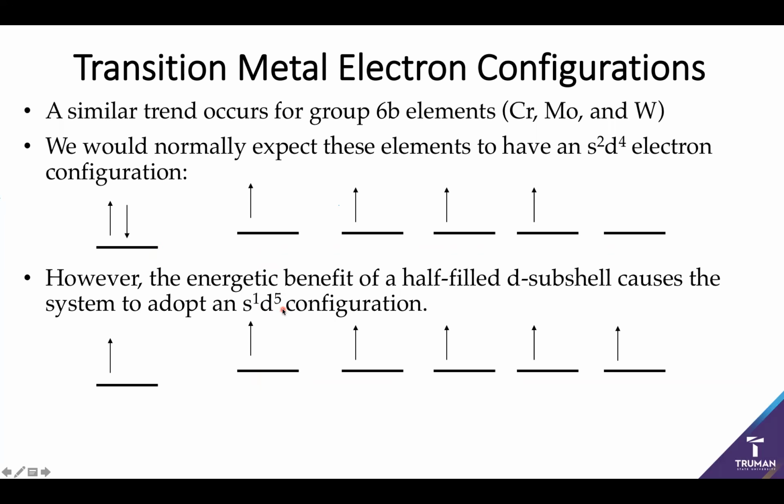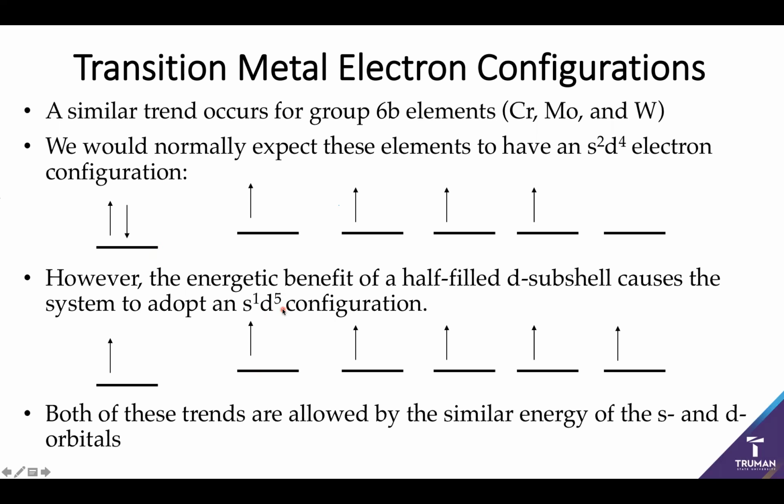So again, we can expand on our previous rule: because the s and d orbital energies are so close, if you can form a full or half full D shell by stealing a single electron, do it. And this is going to be the reason why you can follow your general electron filling trends, except for any 6B or 11B elements. So again, chromium, molybdenum, tungsten, copper, silver, gold. One of the best ways to figure out when you're going to move an electron over is to actually draw out the full arrow configuration.